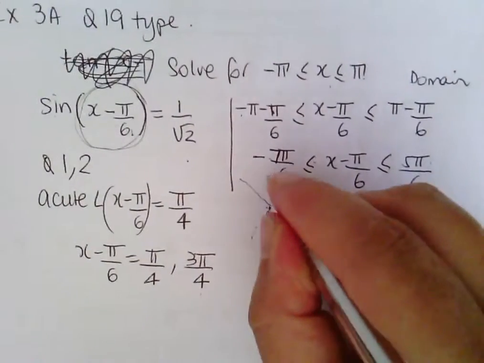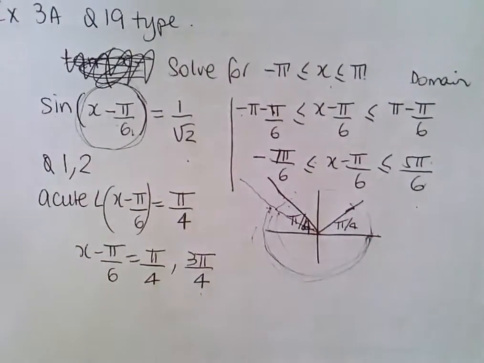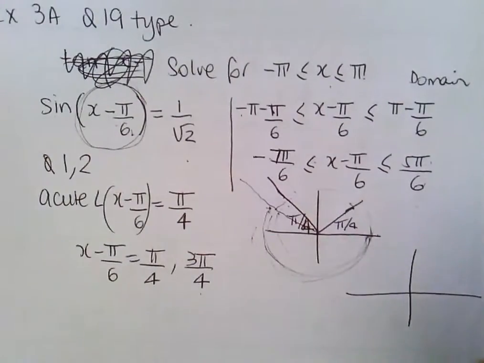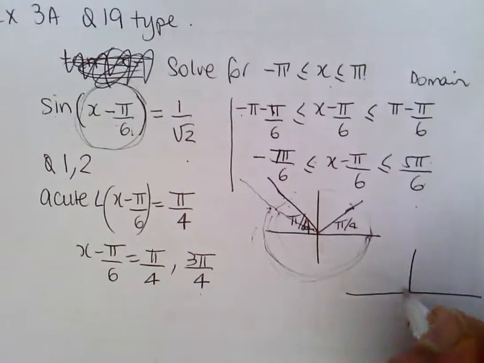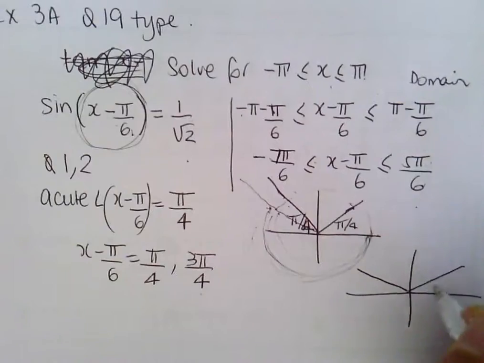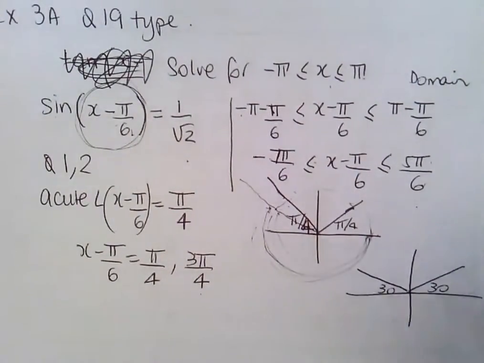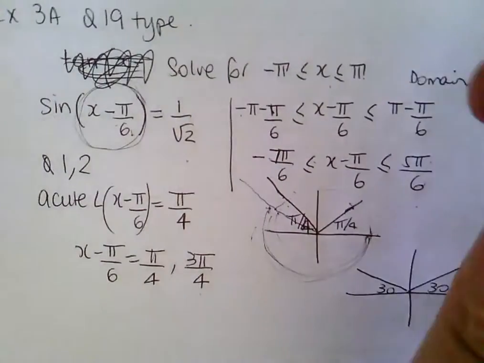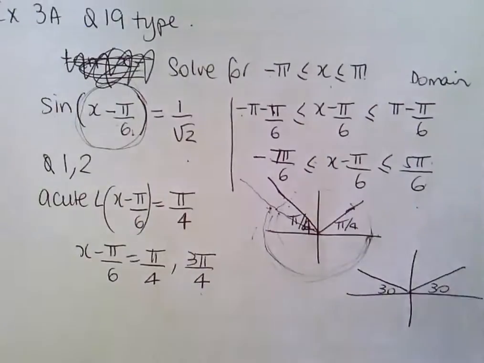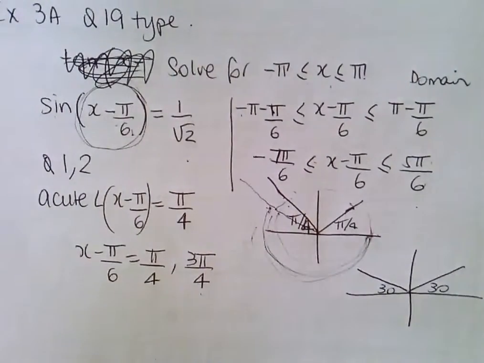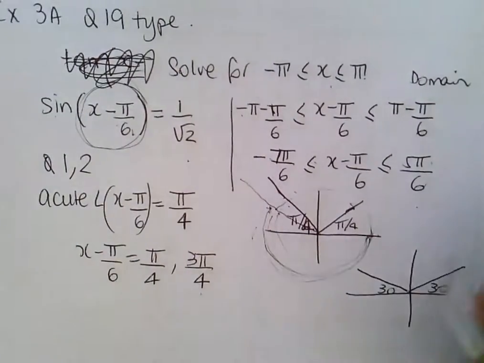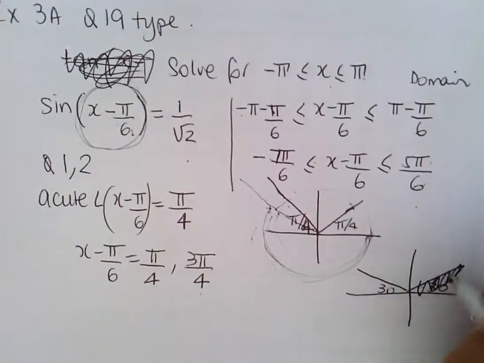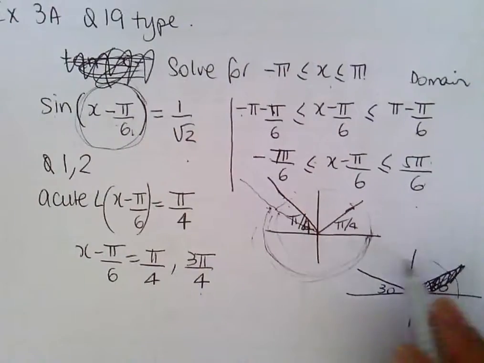Because it's over here. All right, what's pi on 6? I'll show you why. Pi on 6 is 30. Yeah, because it's positive. Here are my two solutions. Pi on 6, that's 30. No, pi on 4, sorry. Sorry, I'm drawing in my domain. I'm drawing my domain in. That's my domain. From there to there.